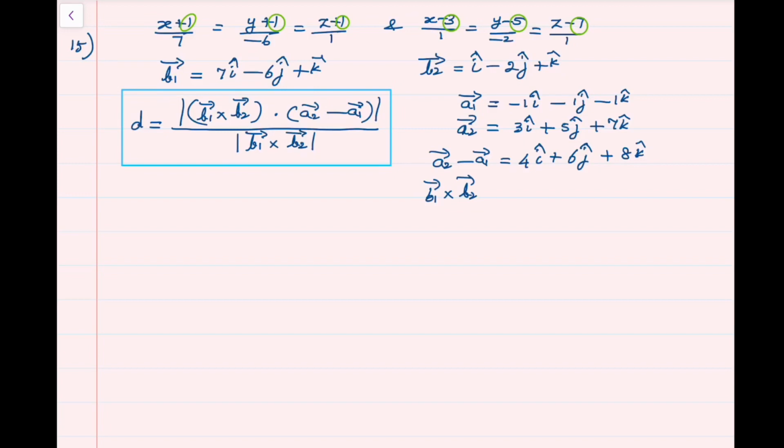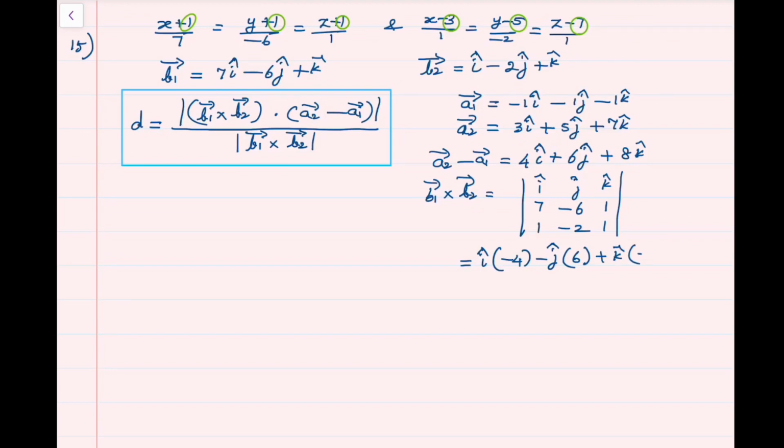Let us find b1 cross b2. Write it as a determinant. i, j, k. b1 vector 7, minus 6, 1. Then components of b2, 1, minus 2, 1. Let us expand this determinant. i cap into minus 6 plus 2, which is minus 4, minus j times 7 minus 1 is 6, plus k times minus 14 plus 6, minus 8. Therefore, we get minus 4i minus 6j minus 8k.